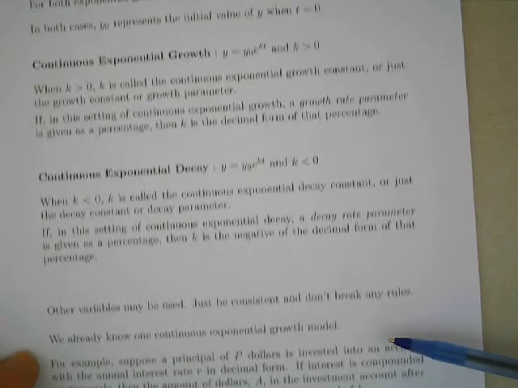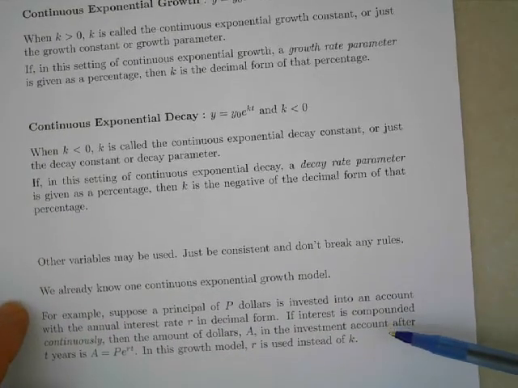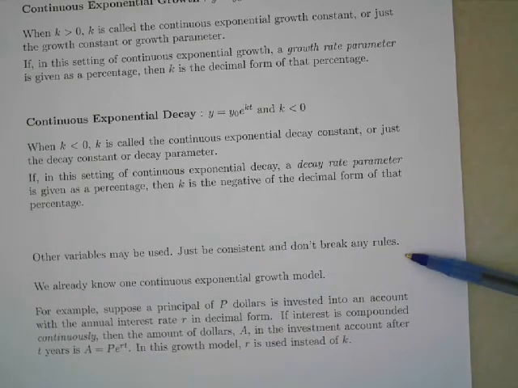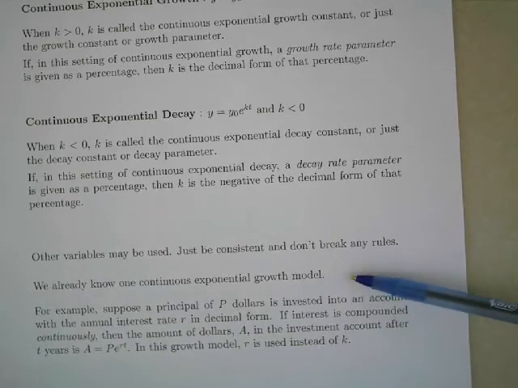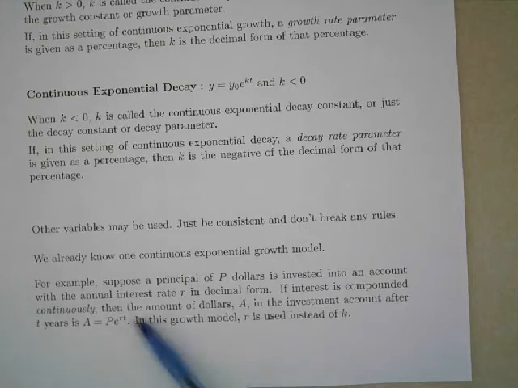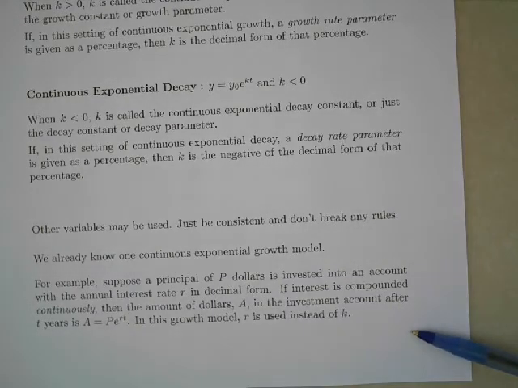Other variables may be used, as was mentioned previously, and if you prefer to use other variables, that is fine. Just be consistent and don't break any rules. We already know one continuous exponential growth model. So, for example, suppose a principal of $P is invested into an account with the annual interest rate R in decimal form. If interest is compounded continuously, then the amount of dollars A in the investment account after T years is A equals P times e to the R times T.